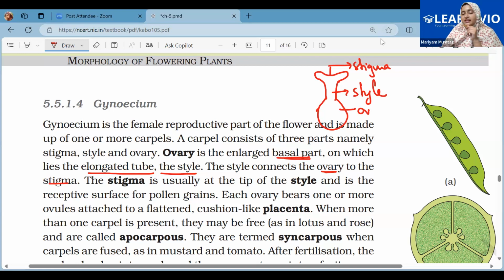Stigma is usually at the tip of the style and is the receptive surface for pollen grains. So whenever pollen grains are released, they land on the stigma. This you will study in class 12, but you should know that the landing area is like a runway of the plants; the planes of the pollen grain will come and land on the stigma. Okay, students?